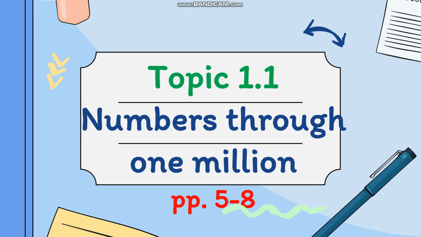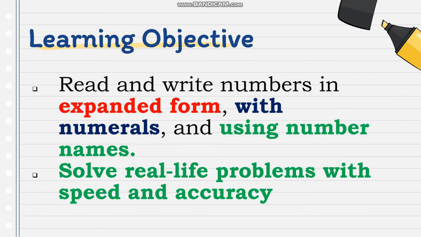You will find this lesson on page 5 up to 8 from your book. Here are the learning objectives for today's lesson. You're going to read and write numbers in expanded form, with numerals or standard form, or using number names, or what we call the word form. And of course, you're going to solve real life problems with speed and accuracy.